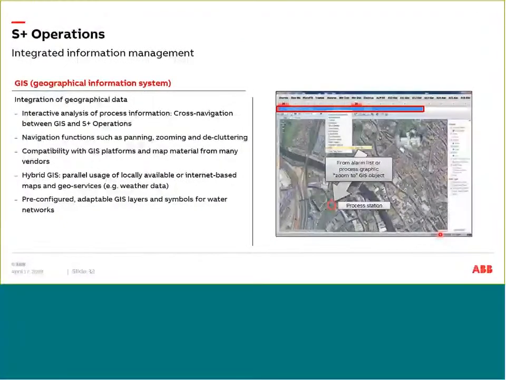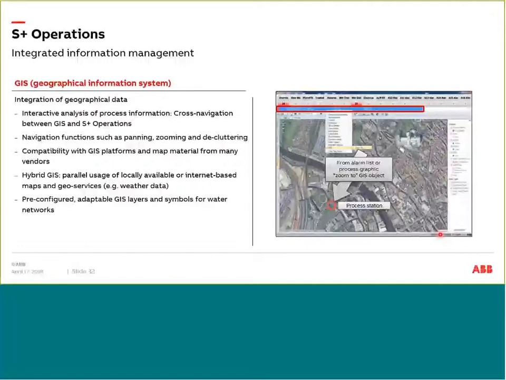The other aspect that we play in is geographical information systems. We have many users who have distributed operations. When you have distributed operations, it's very useful to layer our maps on top of it. Of course, ABB has its own GIS, but in addition, we can link in any of the internet-based maps. If it's Google Maps, or if anyone uses Bing Maps, you can integrate Bing Maps also into S+ operations.